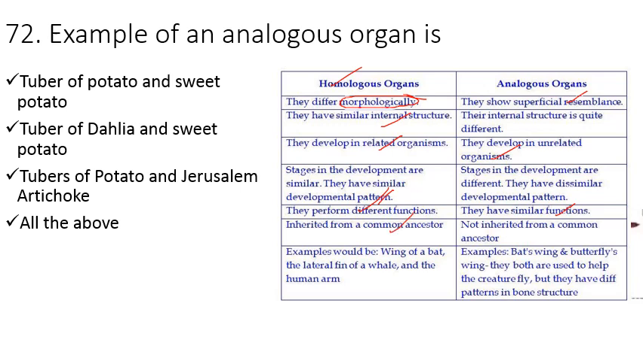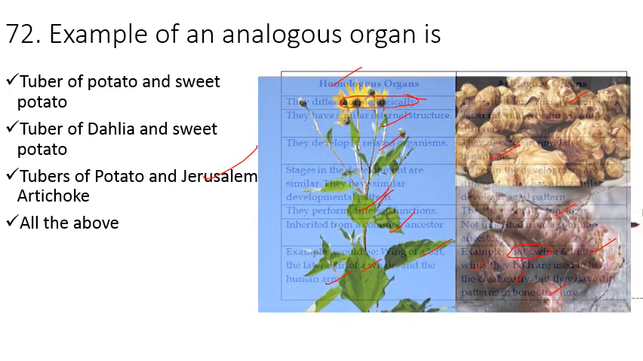Homologous organs are inherited from a common ancestor, while analogous organs are not inherited from a common ancestor. Examples of homologous organs include the wings of a bat, the lateral fin of a whale, and the human arm. In plants, potato tubers and Jerusalem artichoke are examples of homologous organs because both of them are stem modifications. Examples of analogous organs are bats' wings and butterflies' wings. The bat's wing is a skin modification, while in the butterfly it is not. Both are used to help the creature fly, but they have different patterns in bone structure.